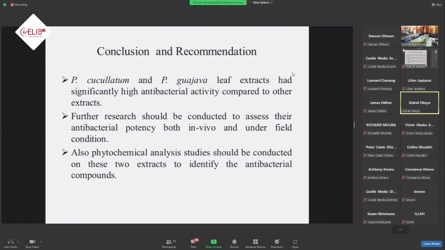The results that we got in vitro, we need to test in vivo and under field conditions. Also, it poses a challenge of doing phytochemical analysis so that we find what are the phytochemical constituents that have antibacterial activity against the target pathogen.